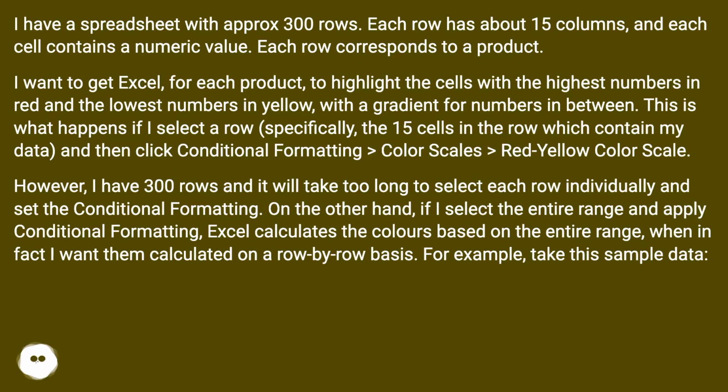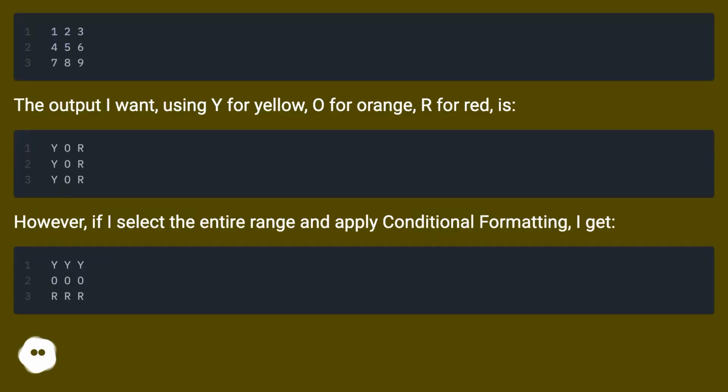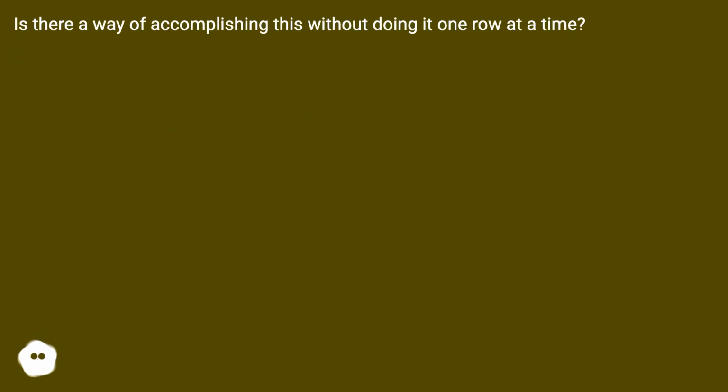For example, take this sample data. The output I want, using Y for yellow, O for orange, R for red, is this. However, if I select the entire range and apply conditional formatting, I get this. Is there a way of accomplishing this without doing it one row at a time?